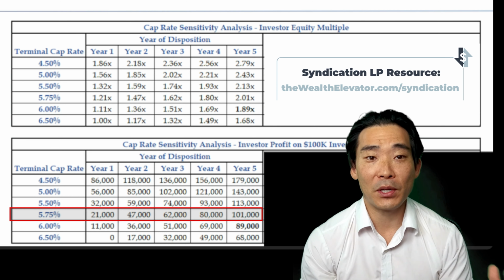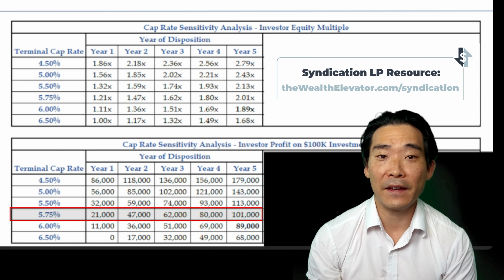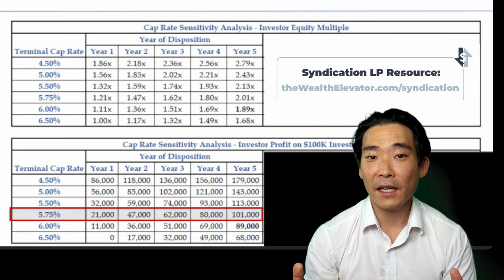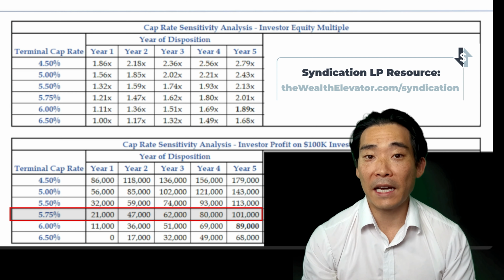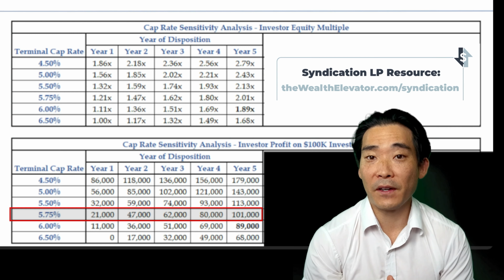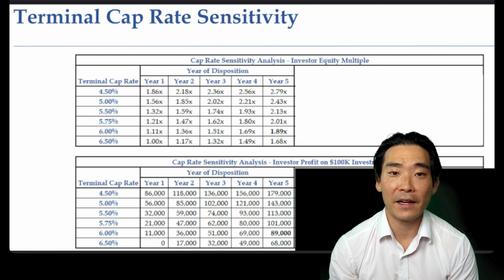So again, that 5.75 cap rate in year 5, assuming the deal goes to plan, is $101,000 on your initial investment of $100,000. Of course, you get the $100,000 back as your principal.